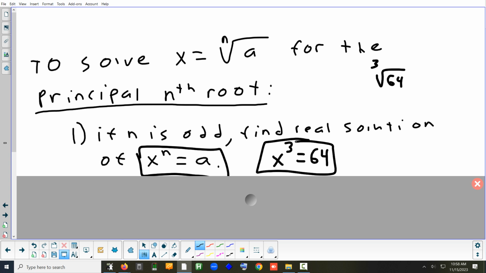And what is the answer? What number do you raise to the 3rd power? 4. Yeah, 4 to the 3rd power is 64.